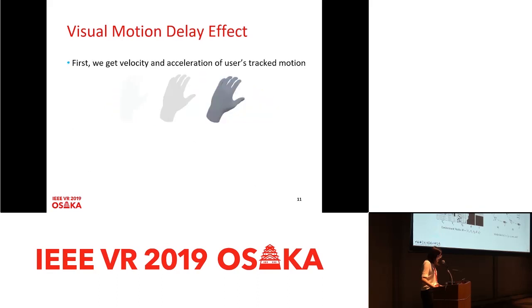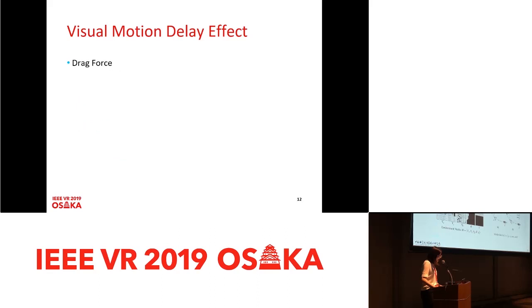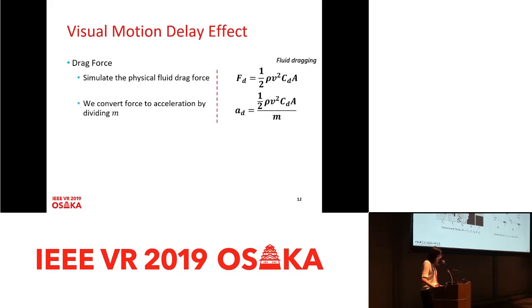First, we can get velocity and acceleration of users' tracked motion this way. We derive velocity from positions, and we can derive acceleration from velocity. And now we calculate drag force. It simulates the physical fluid drag force. We use the physical equation for fluid dragging. We convert this force to acceleration by dividing by m. We summarize all constants into one constant c hat. Now we can get acceleration for dragging.